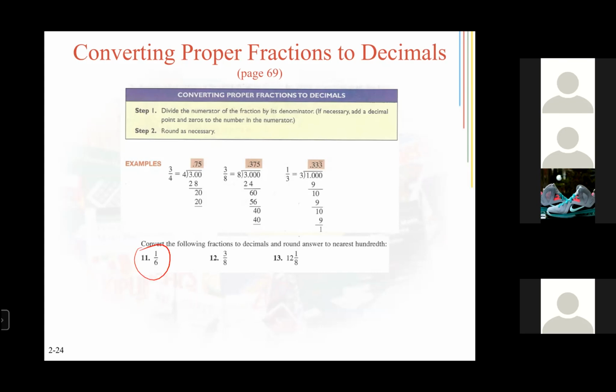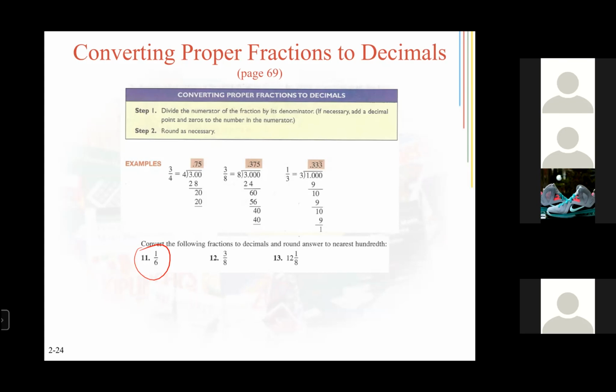0.16. That's what you get? 1 divided by 6? Yeah. Tell me what you get on your calculator. 0.1666666667. No, it continues. Because sometimes we don't need all those digits, we could round it off according to what you were asked to do. In this case, they say to the nearest hundredth.